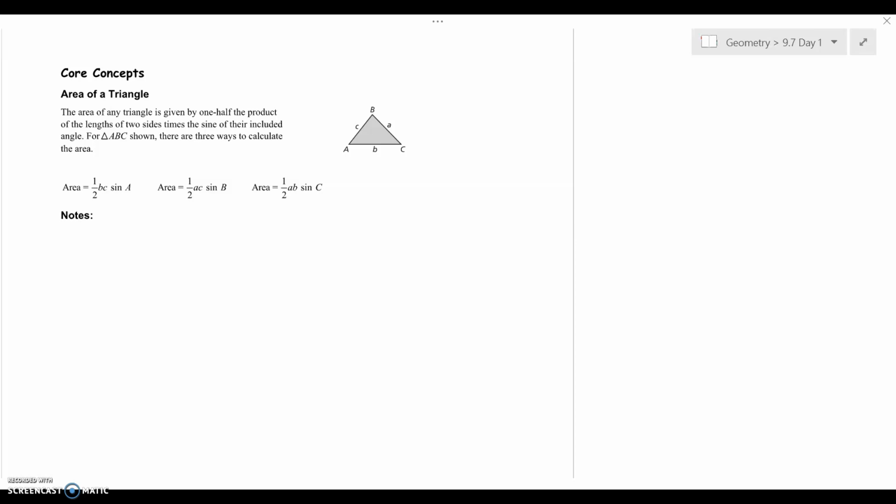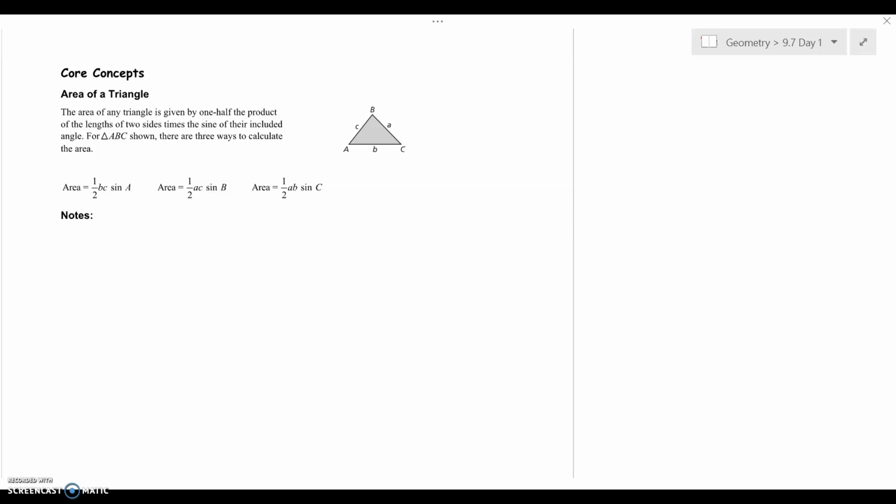What it's saying is the area of a triangle is 1/2 the product of two sides times the sine of their included angle. And they give you three equations here: half BC sine of A, half AC sine of B, and half AB sine of C. If you notice, in each equation, they all have a half, they all have two sides, and they all have the included angle between those two sides.